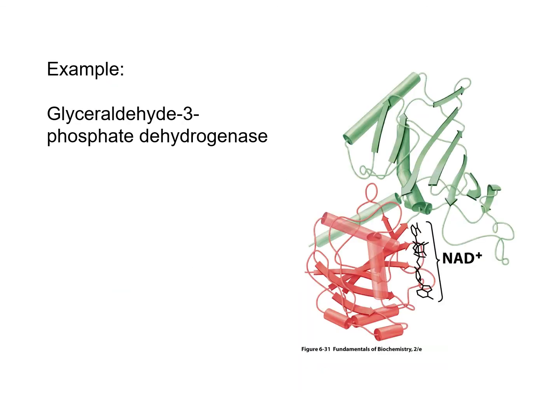An example of a protein that has multiple domains is glyceraldehyde 3-phosphate dehydrogenase, whose structure is shown here. It has two domains. One domain interacts with NAD+, and the other is the enzymatic domain that works as a phosphate dehydrogenase. And we're going to discuss much more about this in the metabolism section.